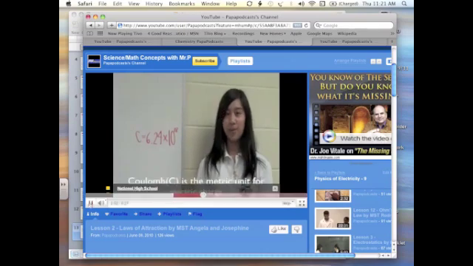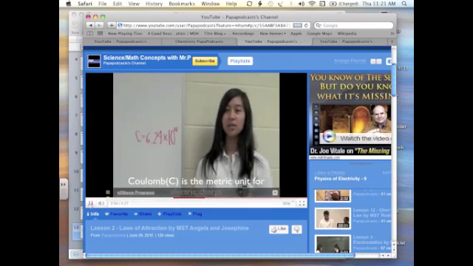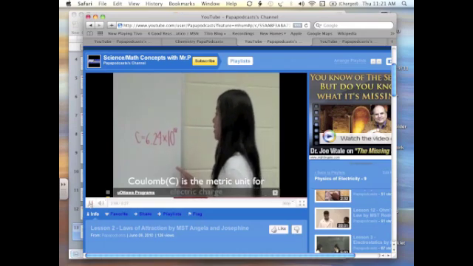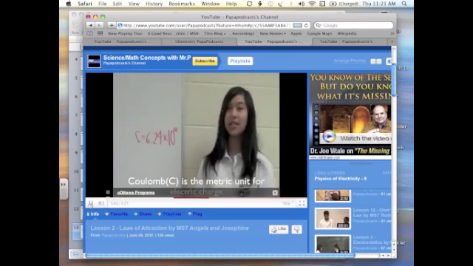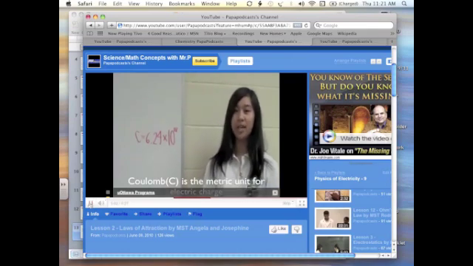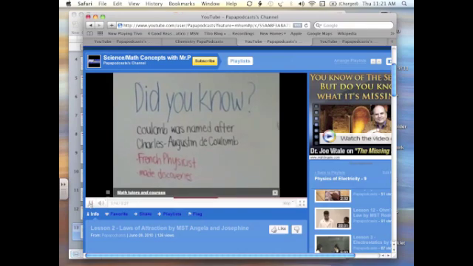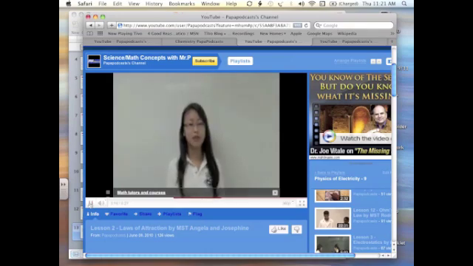The coulomb is the metric unit for electric charge. One coulomb is equal to 6.24 times 10 to the power of 18 electrons added to or removed from a neutral object. Did you know that the coulomb was named after Charles Augustin de Coulomb? Charles Augustin de Coulomb was a French physicist who worked with electric charges and made several important discoveries about attraction and repulsion. The first discovery was that when two charged objects are closer together, the attraction and repulsion increases.